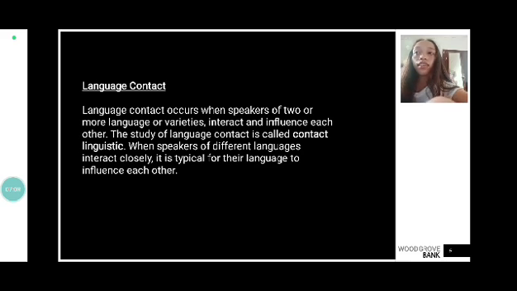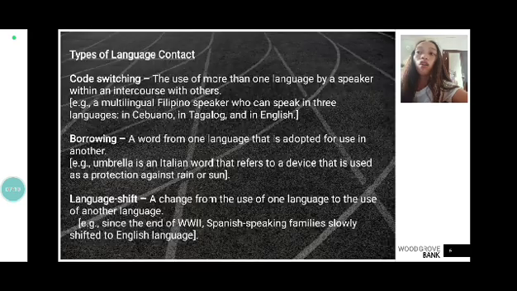So, to fully understand language contact, let us discuss the 5 types of language contact.